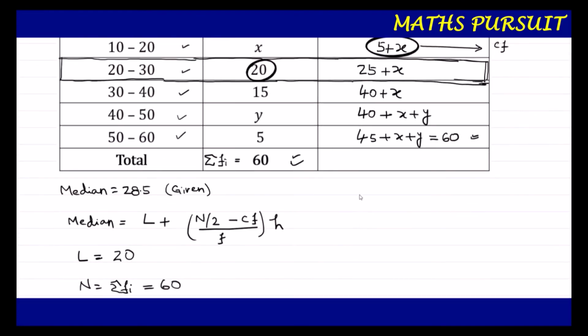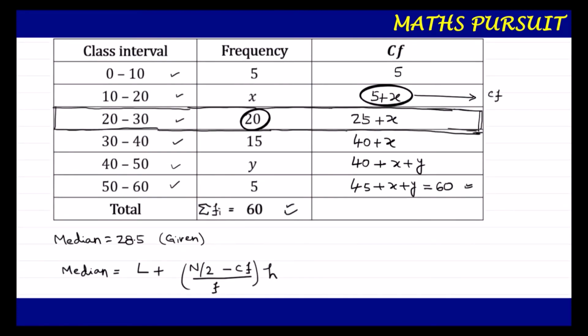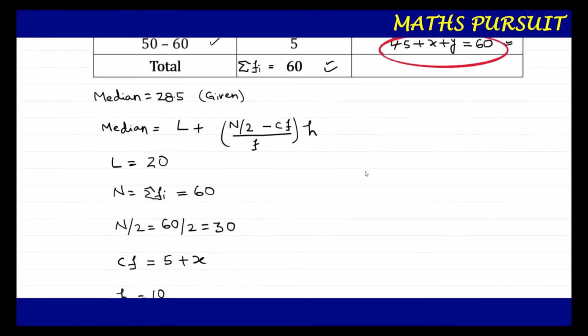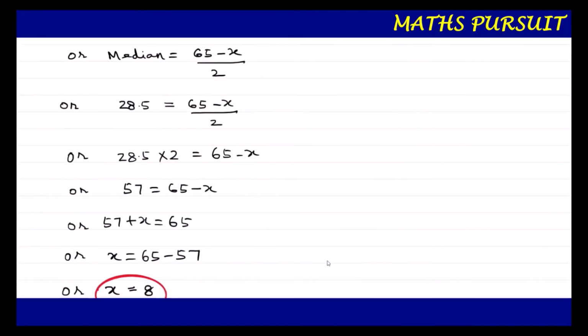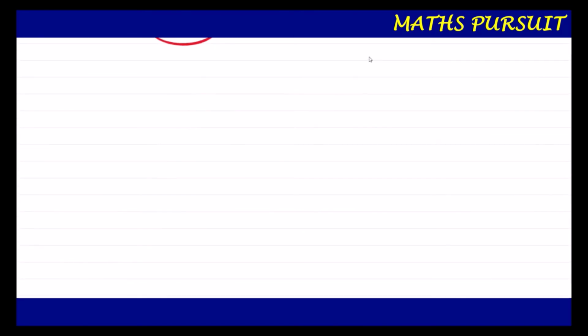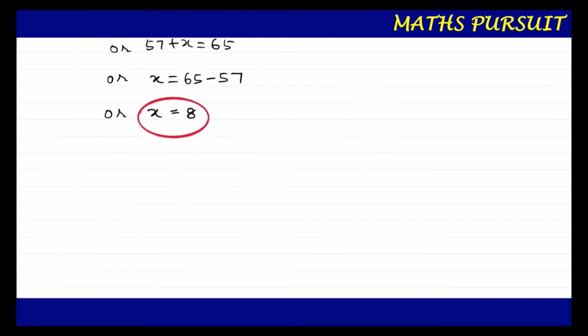If you look at the given data, you will see that we got one equation here. Just focus on this equation, which is 45 plus x plus y is equal to 60. This is the equation that we got earlier. So with the help of this equation, we can find the value for y.